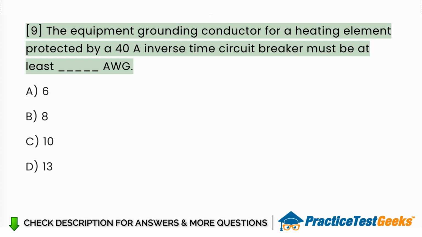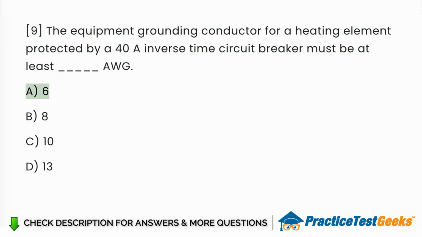The equipment grounding conductor for a heating element protected by a 40A inverse time circuit breaker must be at least blank AWG. A. 6. B. 8. C. 10. D. 13.